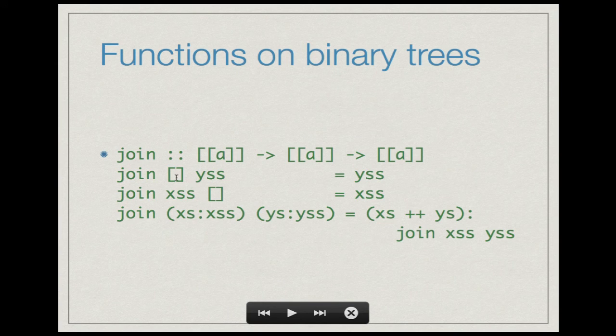Join of empty list yss equals yss. In the case of zipWith, this would have been the empty list. Join of xss empty list equals xss. These two cases represent the situations where the left subtree has fewer levels than the right subtree, and this represents the case where the left subtree has more levels than the right subtree. Now join of xs followed by xss and ys followed by yss is just xs plus plus ys coming in front of join of xss and yss. So this completes the definition of levels.